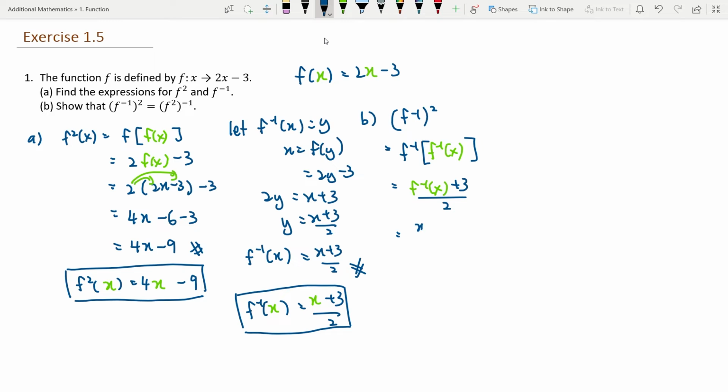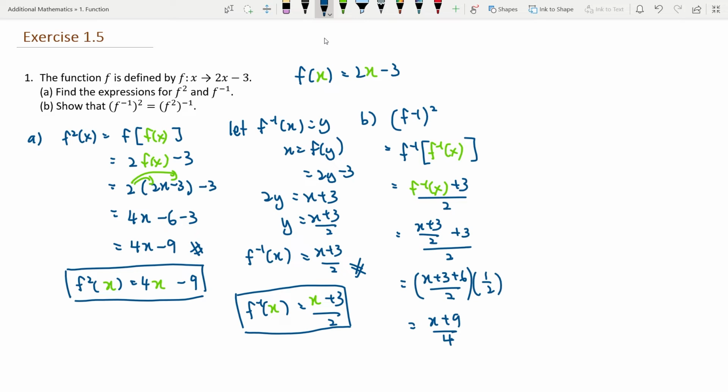Substitute it again, we have (x plus 3 over 2 plus 3) over 2. Simplify the function: x plus 3 plus 6 over 2, multiplied with 1 over 2. Together, we have x plus 9 over 4.